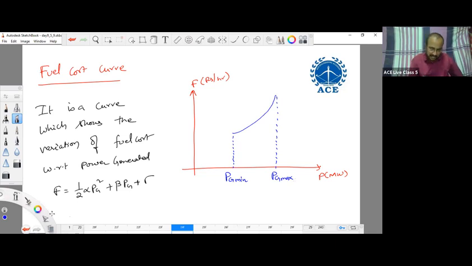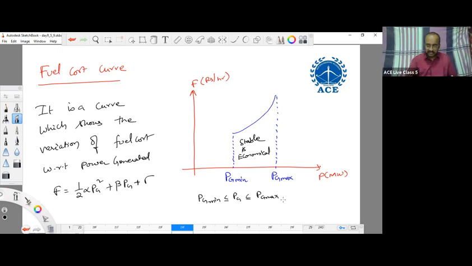Let us analyze. If the power that is generated is between the minimum and maximum value, then only the system will be stable and economical. So there are limits on power generation: Pg minimum less than or equal to Pg less than or equal to Pg max. So the power which is generated should be within the minimum and maximum limit.